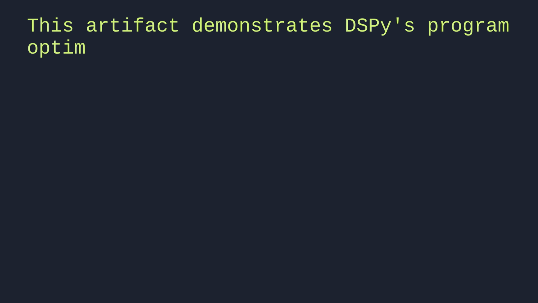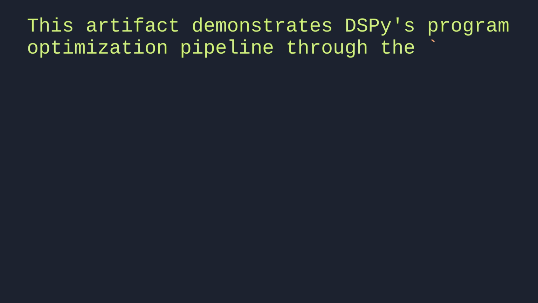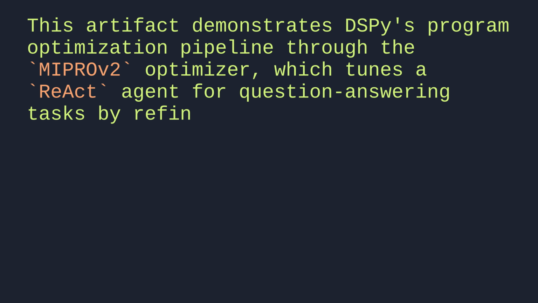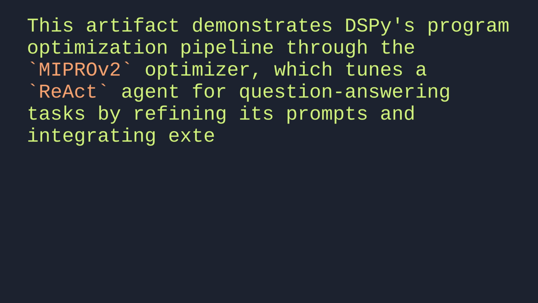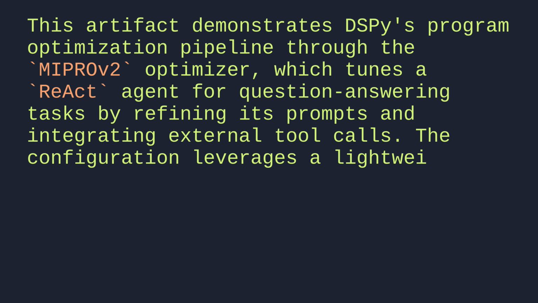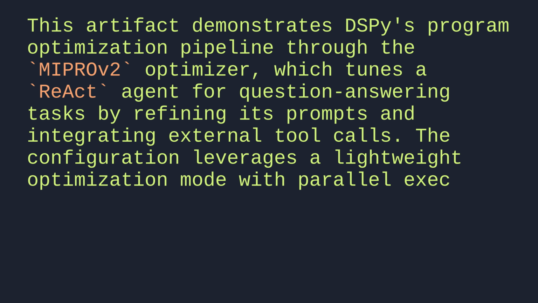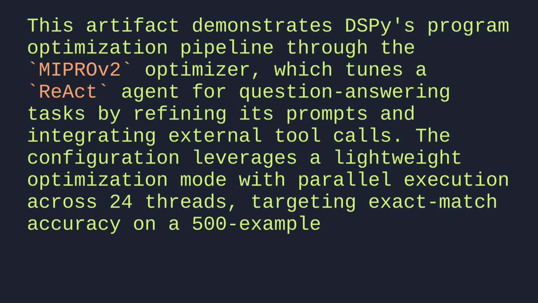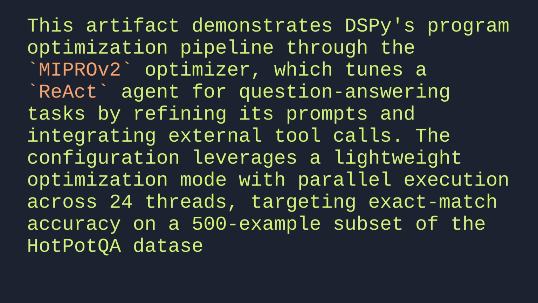This artifact demonstrates DSPy's program optimization pipeline through the MIPROv2 optimizer, which tunes a ReAct agent for question-answering tasks by refining its prompts and integrating external tool calls. The configuration leverages a lightweight optimization mode with parallel execution across 24 threads, targeting exact match accuracy on a 500 example subset of the HotPotQA dataset.